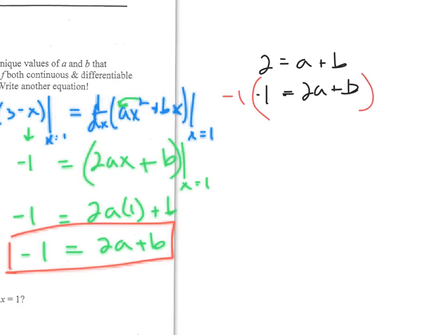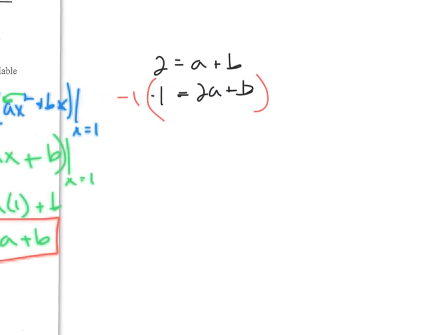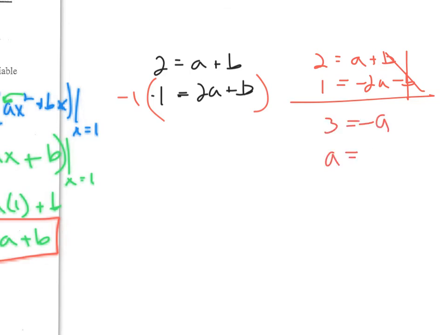That's going to give me 2 equals a plus b, and 1 equals -2a minus b. Add them up, the b's cancel, and I get -a is equal to 3, which means a is equal to -3. I need to solve for b, so go back to one of your equations.